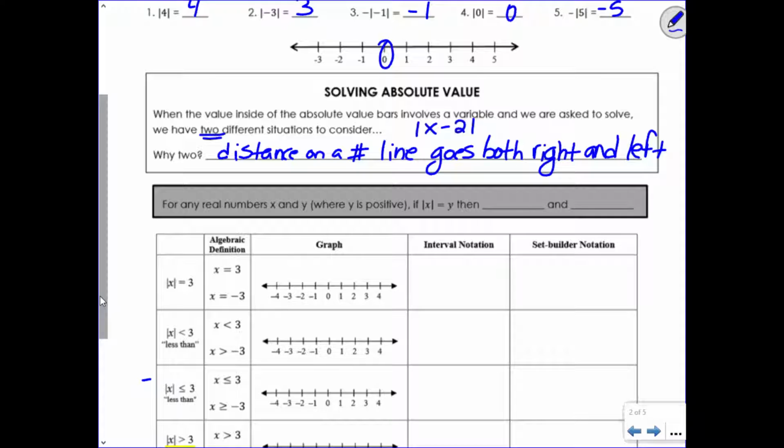So you're going to see that when we're solving with absolute value, we're going to have 2 different equations that we have to solve. We have the left situation and the right situation when we're solving. So you'll notice that we often have 2 answers when we're solving. Not always, but often. So here's our definition of what's going on whenever we're solving. So for any real numbers x and y, where y is positive, so remember the distance has to be positive, we're going to think about these 2 scenarios.